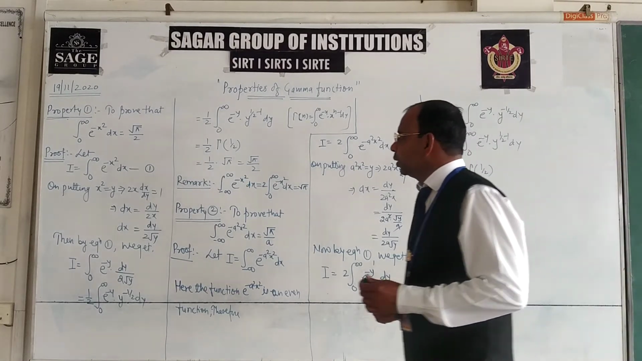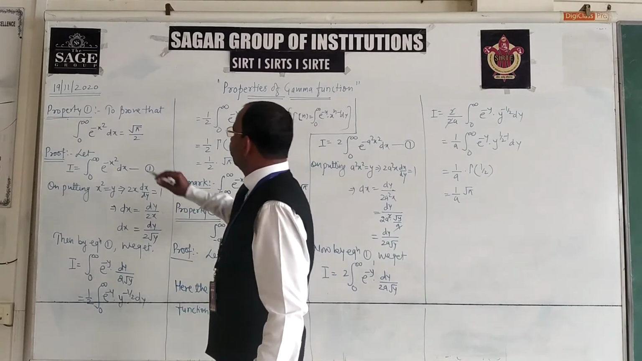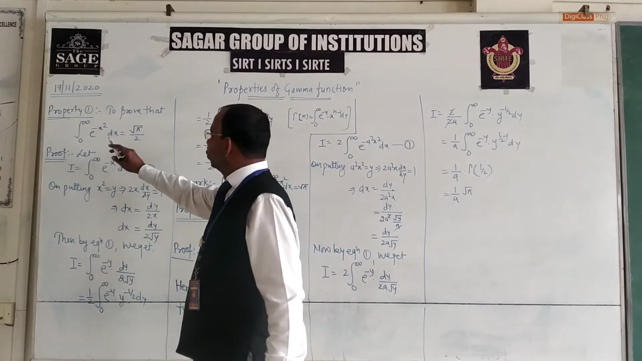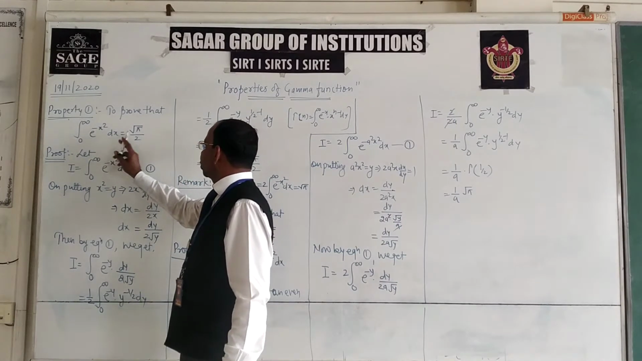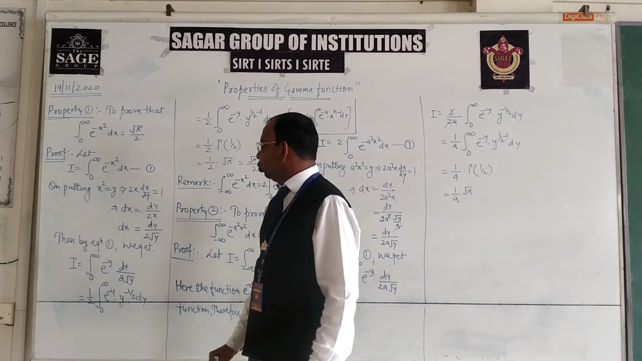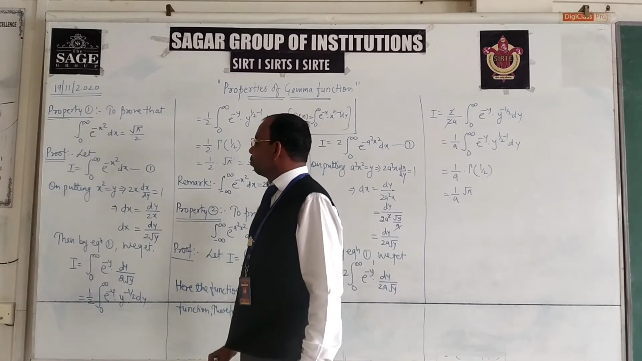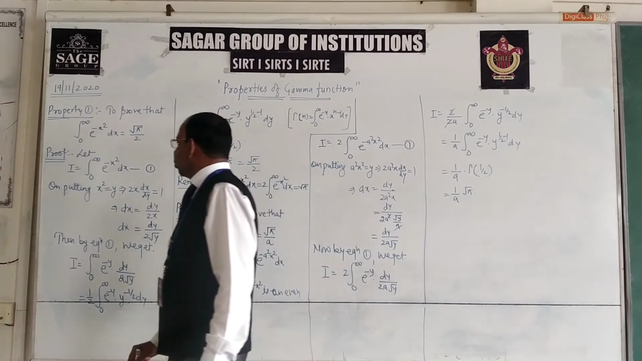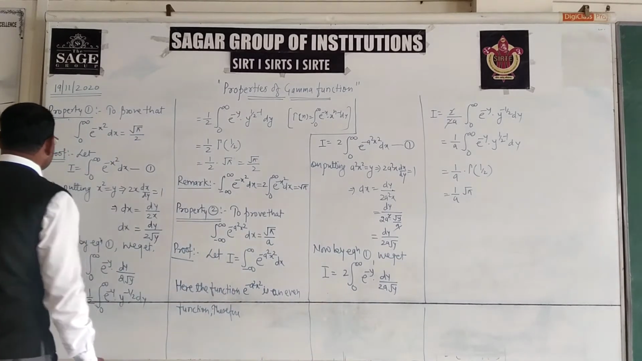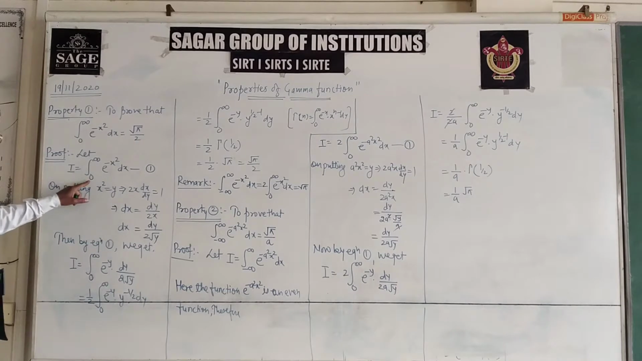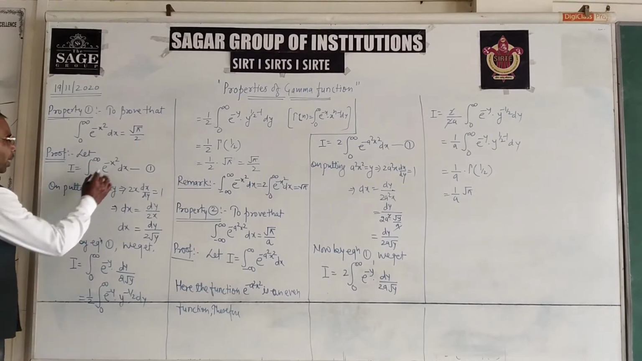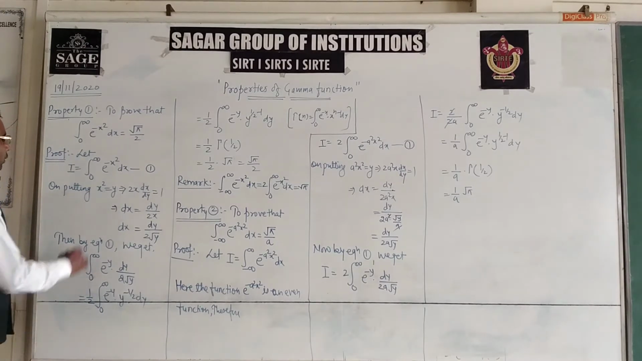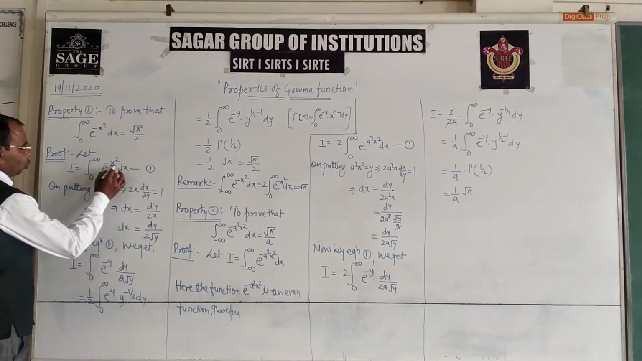The first property is to prove that the integral from 0 to infinity of e to the power minus x square dx equals root pi upon 2. This is a very important property for numerical problems. Now we take I equal to the integral from 0 to infinity of e to the power minus x square dx. This has the extra term x square.